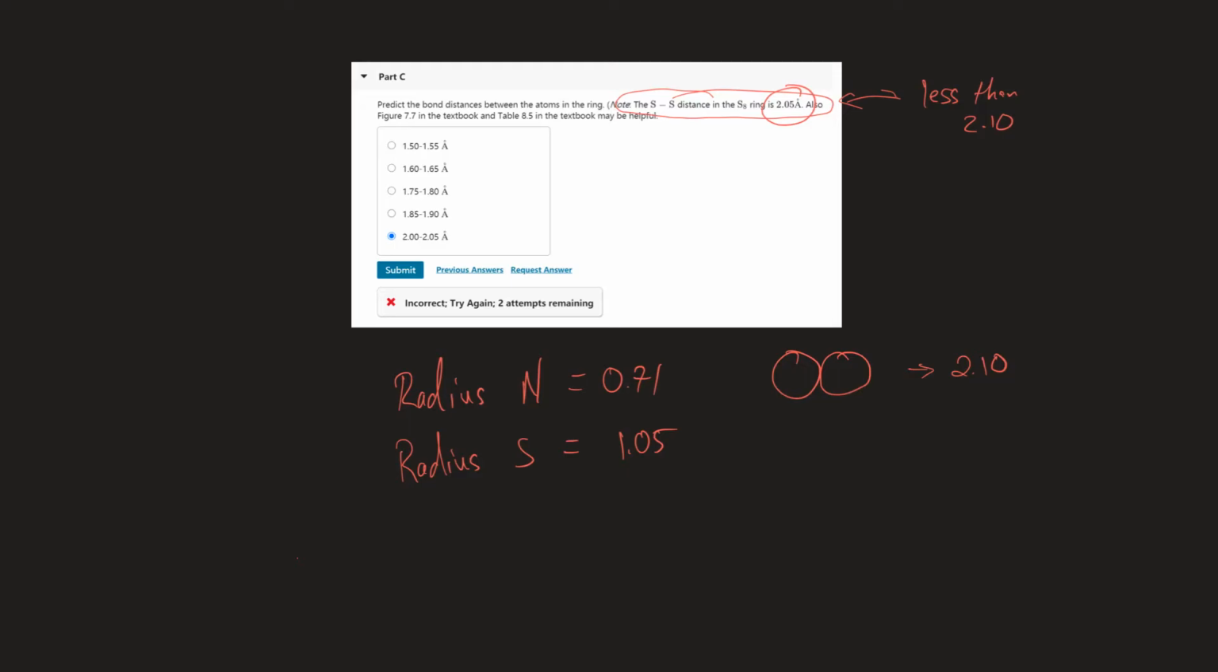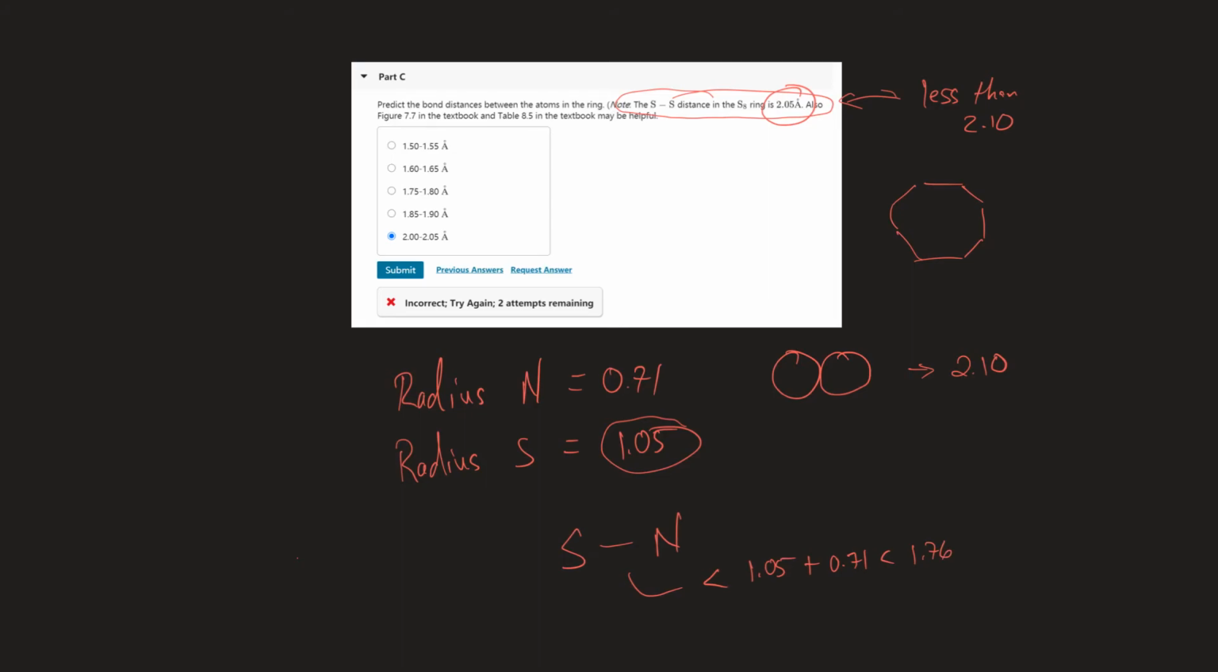So if in the S8 ring, which is going to have this hexagonal shape, like I drew in the other ones, if these bonds were less than 2.1, which is less than the sum of 1.05, then if it's a sulfur to nitrogen bond, this will be less than 1.05 plus 0.71, so it's going to be less than 1.76.